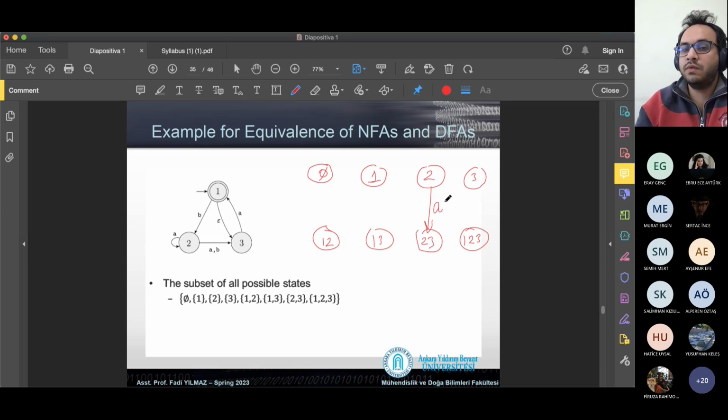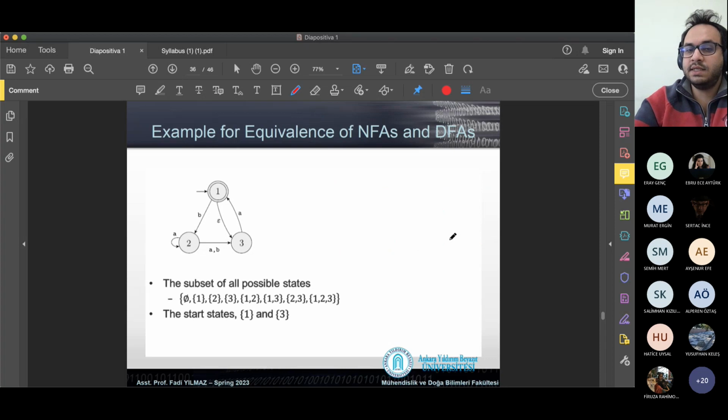Okay, guys? Because here, empty set means that there are no possibilities. 1 means that this is the only possible set that you can be on. 2 means that this is the only possible set that you can be on, right? 1, 2 means 1 and 2 are the possible states that you can be on. 1, 2, 3 means all the states that you can be on. Okay, guys. So this is the idea. So the start state is 1 and 3, right? Because when you start, you can be on 3 as well by using the empty string.